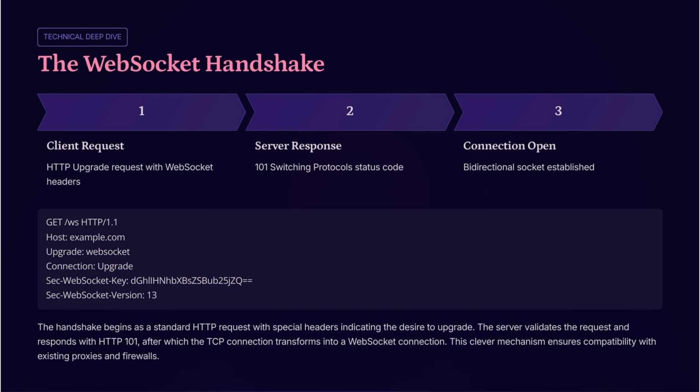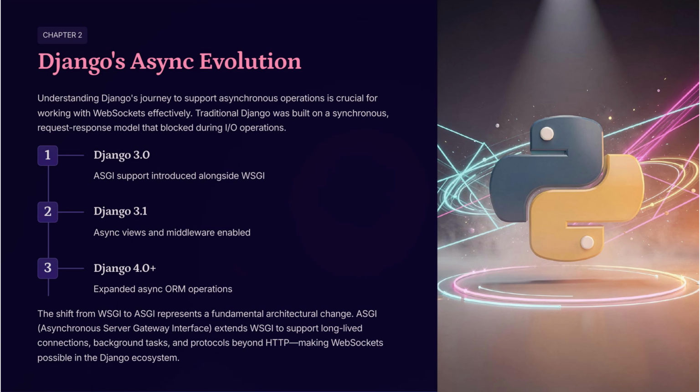The WebSocket handshake initiates with a client sending an HTTP upgrade request, including WebSocket-specific headers. The server replies with a 101 Switching Protocols status, confirming the upgrade. This process transforms the Transmission Control Protocol connection into a bidirectional WebSocket, maintaining compatibility with existing web infrastructure while enabling real-time communication.